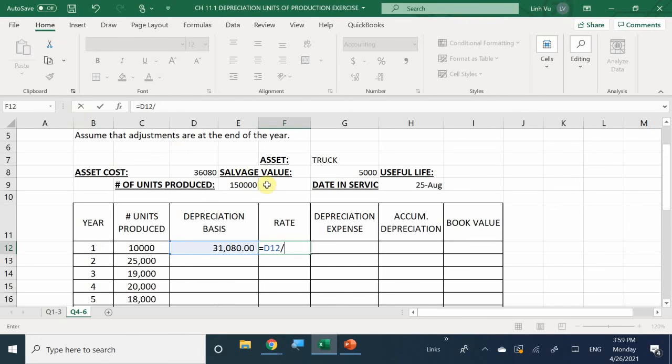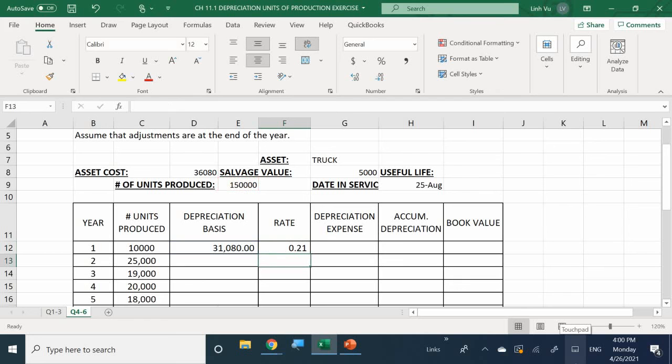Okay, so remember, the formula for the per unit rate is the total amount of units it could produce in general. Because the total units that you use for that year is going to determine your depreciation expense. So remember, the formula is the total amount of units that it could produce overall. In this case, it's the 150,000, right? Which should give you about 21 cents each mile.